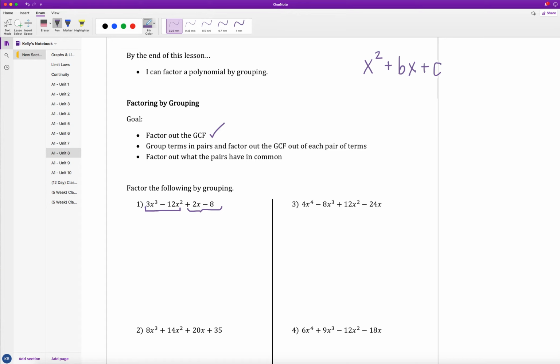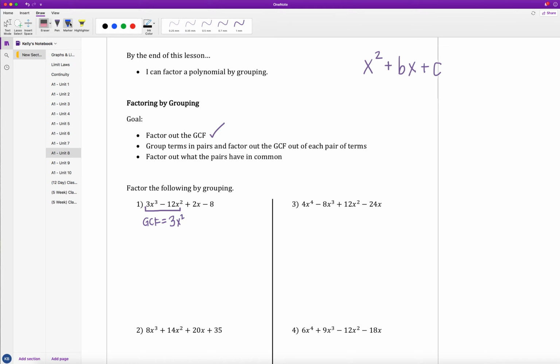Our first example has 3x cubed minus 12x squared plus 2x minus 8, and I am going to factor this by grouping. So I've paired my groups together: I have the first 2 terms paired together and the second 2 terms. I want to find the greatest common factor that the first 2 terms have in common. What would be our greatest common factor that the 3x cubed and the negative 12x squared both have in common? Our greatest common factor with those 2 terms would be 3x squared.